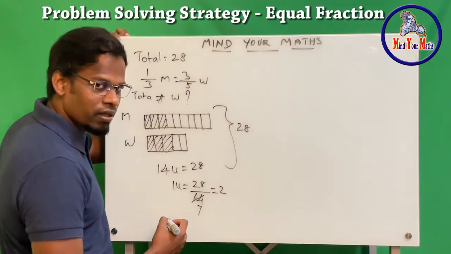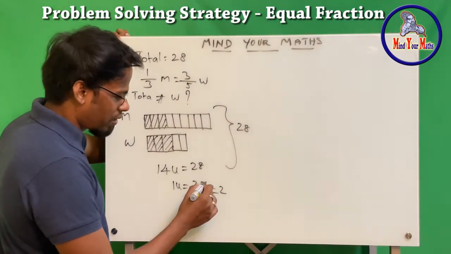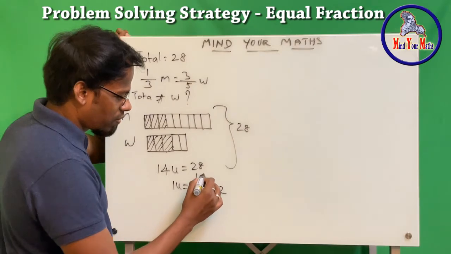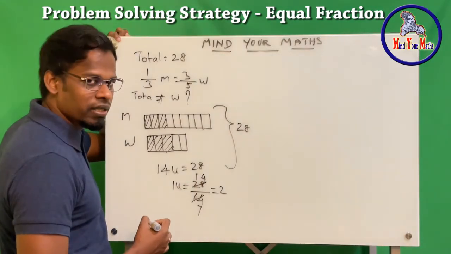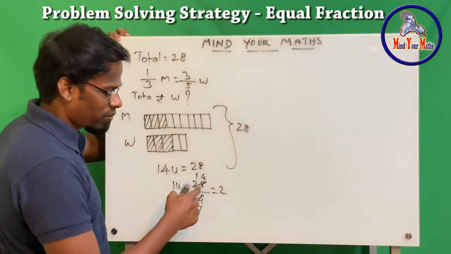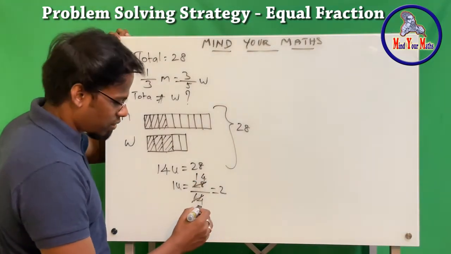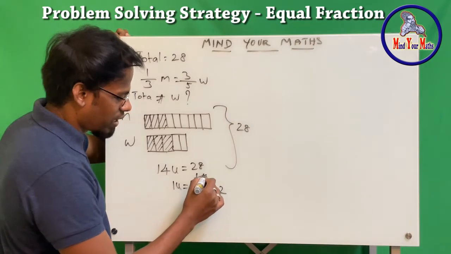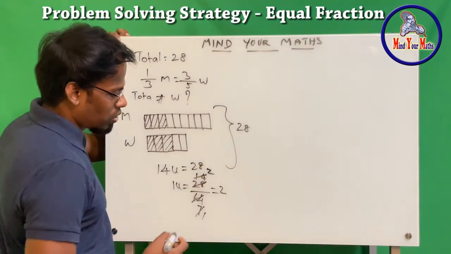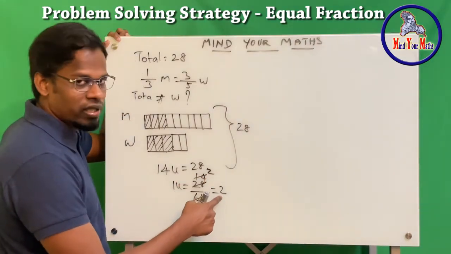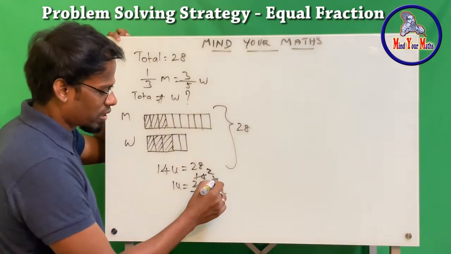7 times 2 is 14, and here 14 times 2 is 28. 1 times 2 and 4 times 2, right? Now the 14 and 7 can also be cancelled. So 1 times 7 is 7, 14, 2. 2 times 7 is 14. That's how you got this 2. Yeah? So that's how you got this 2.